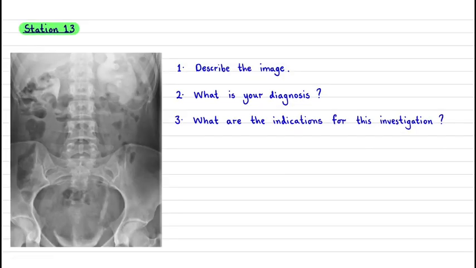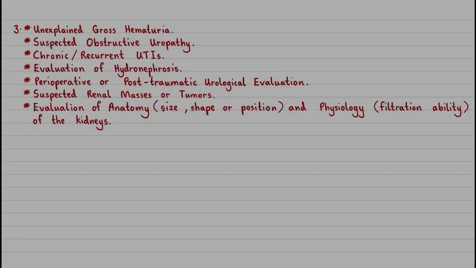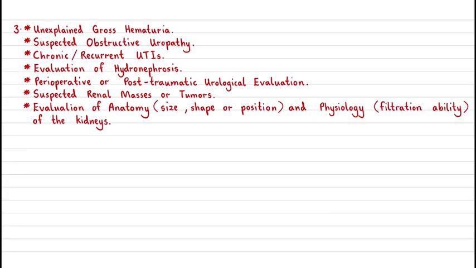And then what are the indications for this investigation? Remember, this is an intravenous pyelogram. So the indications for an IVP include unexplained gross hematuria, suspected obstructive uropathy, chronic or recurrent UTIs, evaluation of hydronephrosis, perioperative or post-traumatic urological evaluation, suspected renal masses or tumors, as well as evaluation of anatomy, which includes the size, shape, or position, as well as the physiology of the kidneys.